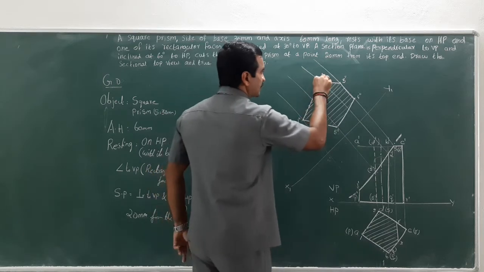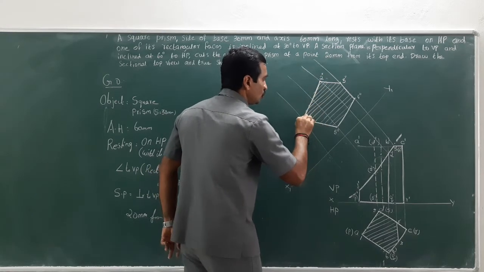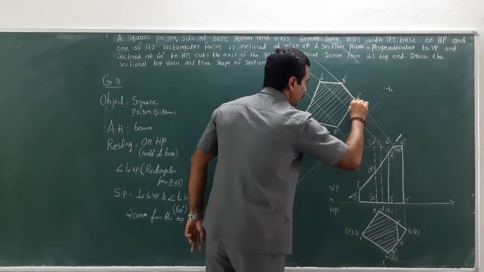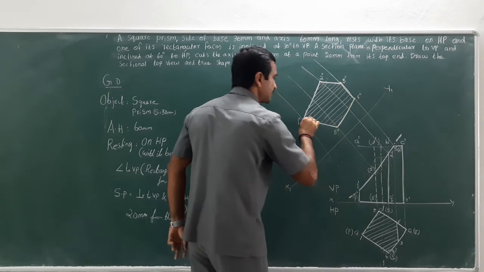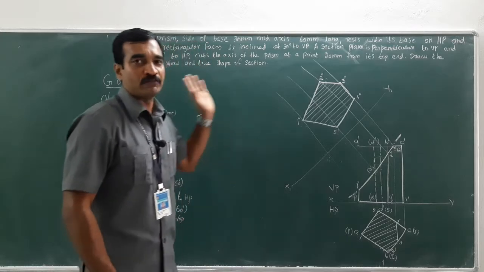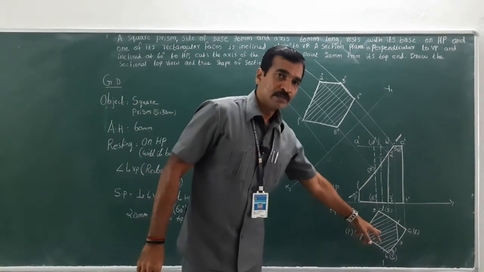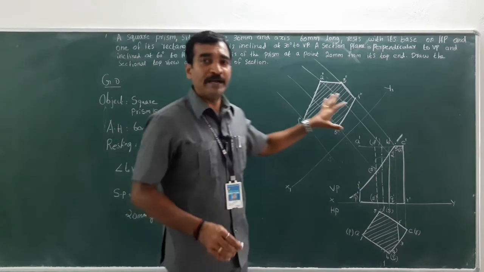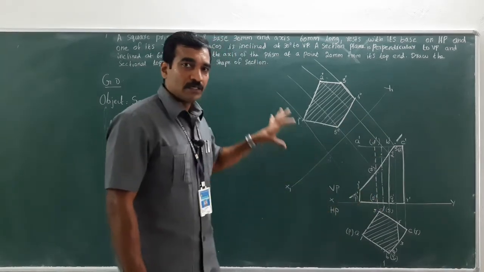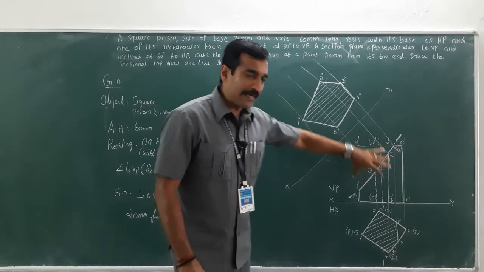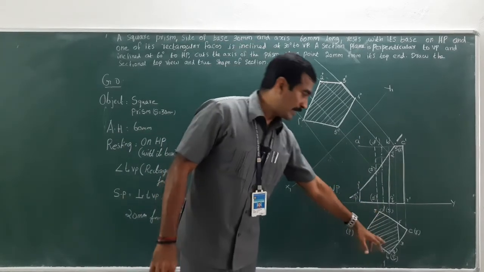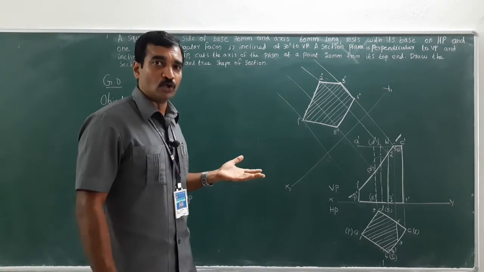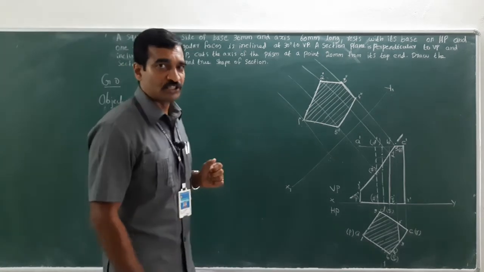So your object line is 1 to 2, 2 to 3, 3 to 4, 4 to 5 and 5 to 1. This is the true shape of the section. This is the sectional top view. So with this, I have completed the required views. That is 2D object I have drawn, isn't it? And sectional top view and the true shape of the section. Next, what I have to do? I have to mark the dimensioning here.